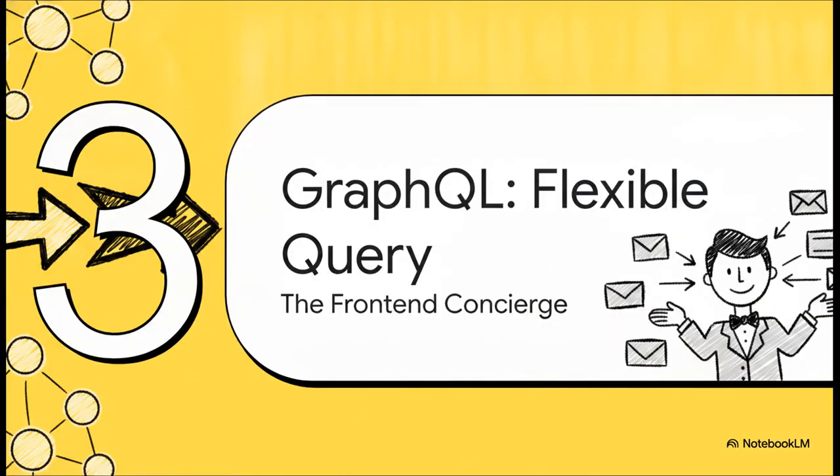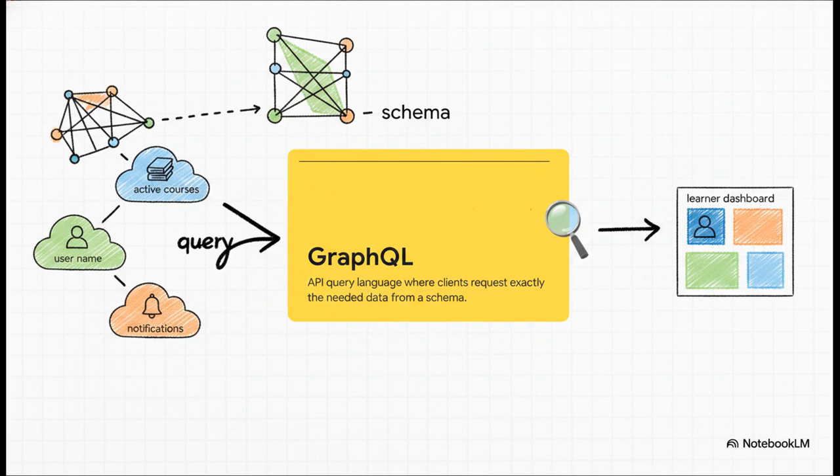Which brings us to part 3, GraphQL, the flexible query. And this one completely flips the script on how we actually ask for our data. So, instead of calling a bunch of fixed endpoints, GraphQL gives you an API query language. The client sends a single, highly specific query that describes exactly the shape of the data it wants, based on a strict schema.